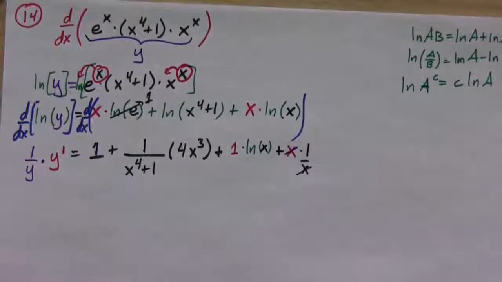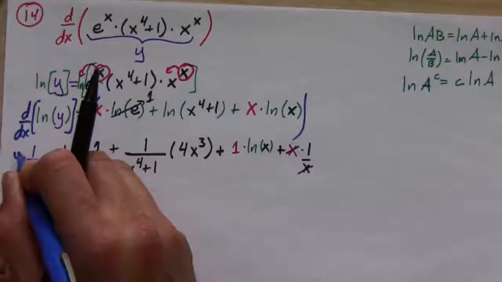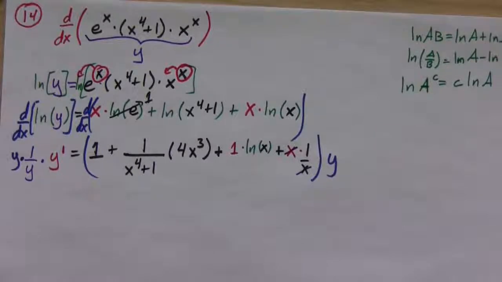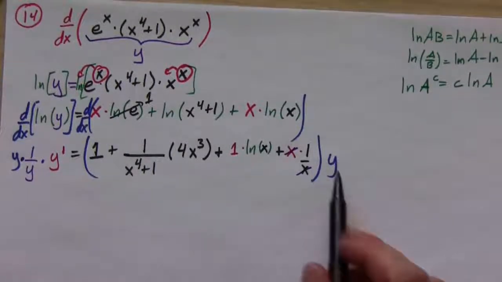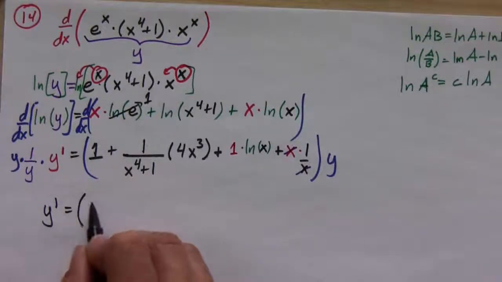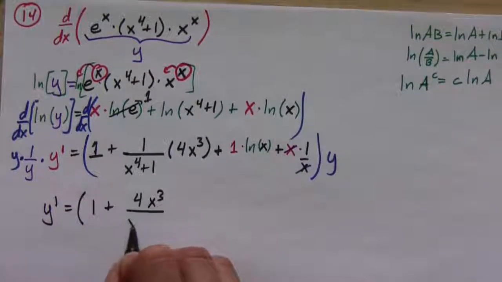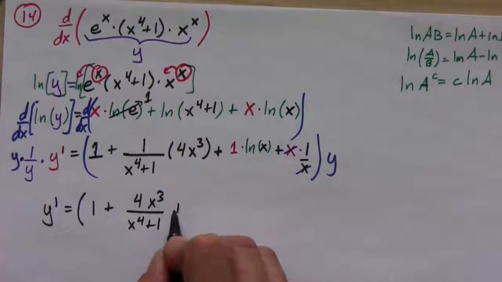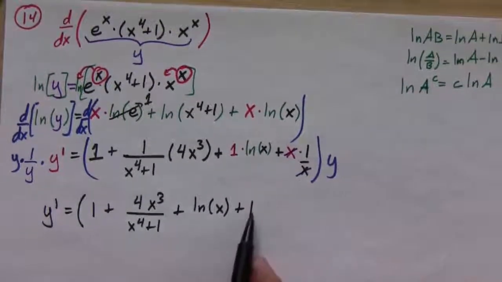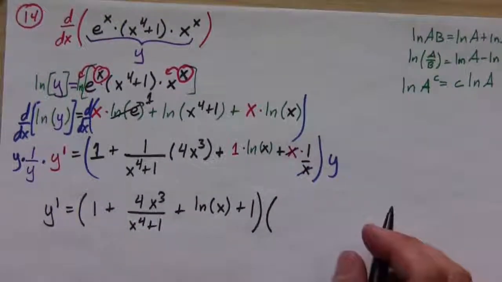And these x and x will cancel here. And then last but not least, I need to get rid of this y, so I'm going to multiply both sides by y. But y is my original function up here, so that means that my derivative, y prime, is equal to 1 plus 4x cubed over x to the fourth plus 1 plus natural log of x plus 1. Actually, these two I could have added to be 2, but I'll just leave it like that for now.